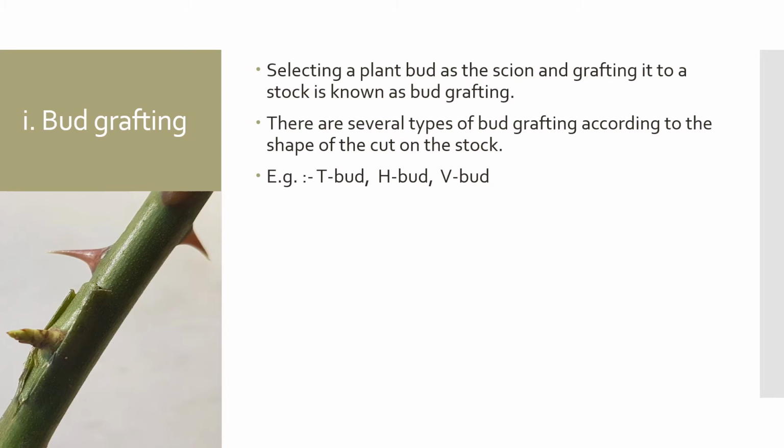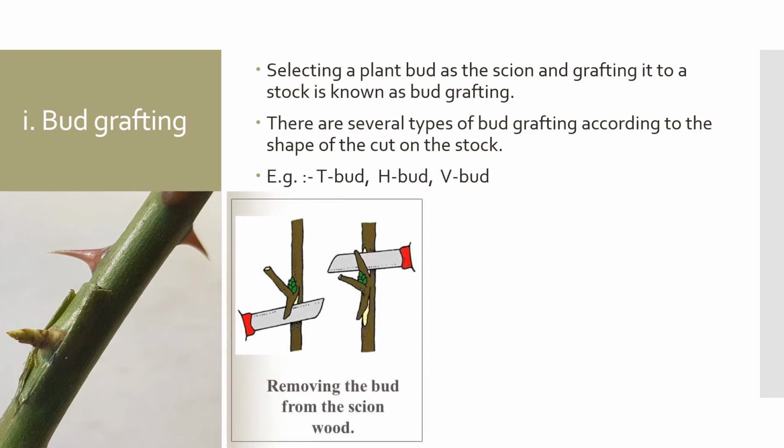In T bud, we put a T-shaped cut on the stalk plant and insert the separated bud into it. And in H bud also, we put an H-shaped cut, and in V bud grafting, we put a V-shaped cut on the stalk and insert the separated buds. So the procedure of doing bud grafting is explained here.